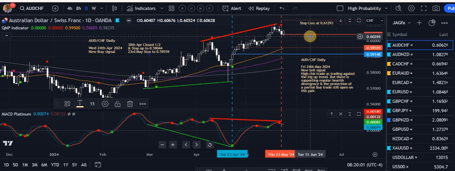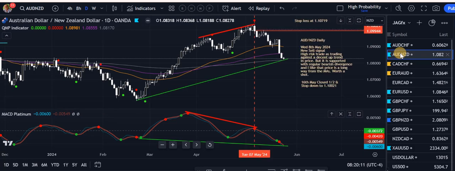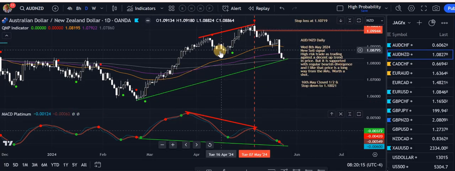So it's the Aussie Swiss in two trades. The buys can't lose, and the sell is going against me at the moment. The stop's all the way up here, no drama at the moment. Aussie New Zealand, Australian dollar versus New Zealand dollar. It's a pair I do like trading.